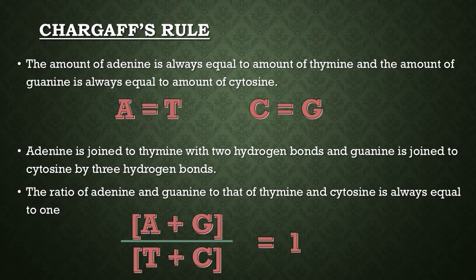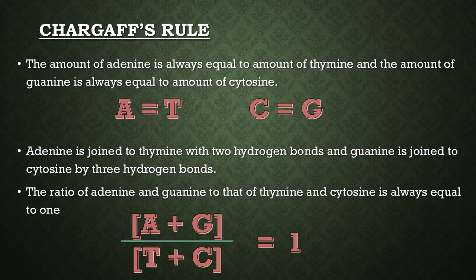Now, let's have a view on Chargaff's rule. Chargaff's rule states that the amount of adenine is always equal to the amount of thymine and the amount of guanine is always equal to the amount of cytosine. Adenine is joined to thymine with 2 hydrogen bonds and guanine is joined to cytosine by 3 hydrogen bonds. The ratio of adenine and guanine to that of thymine and cytosine is always equal to 1. The ratio is variable but it is specific for a particular species.